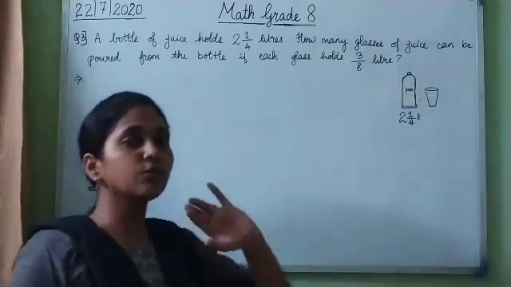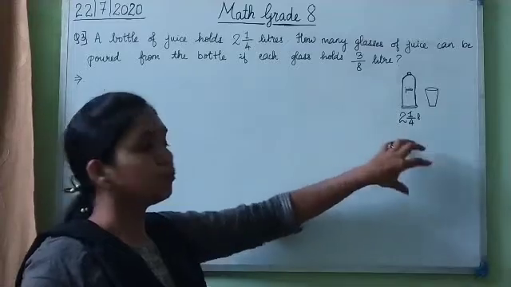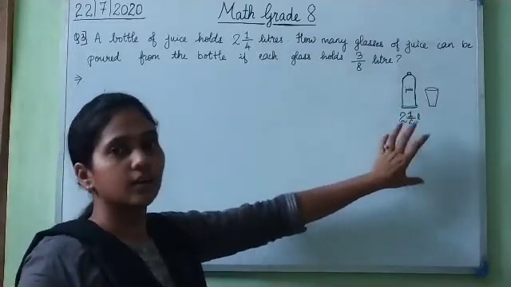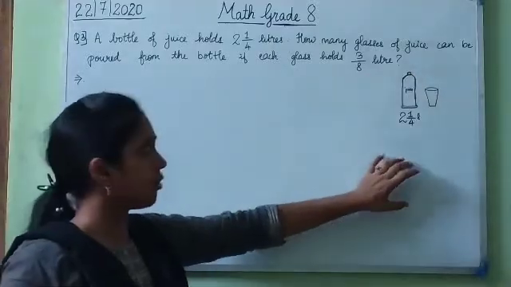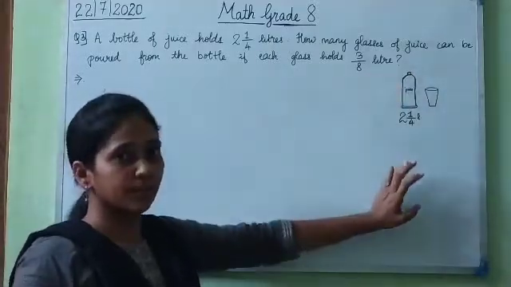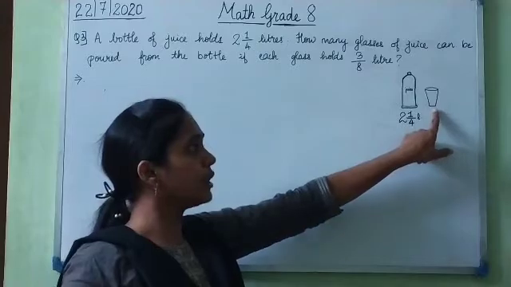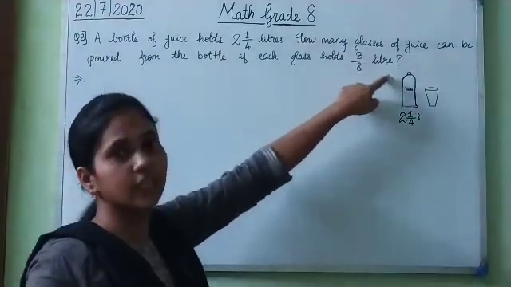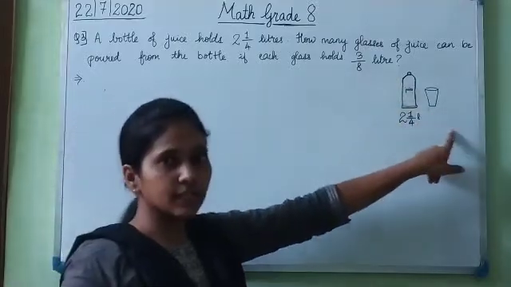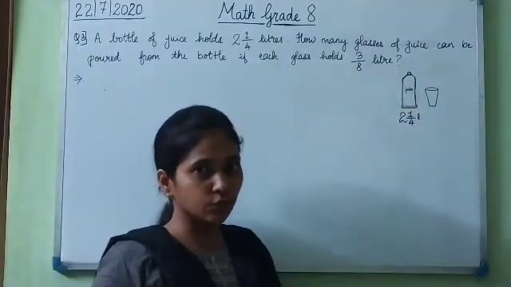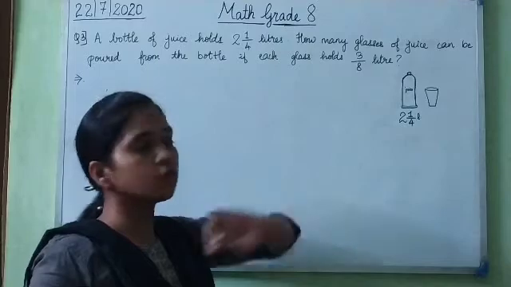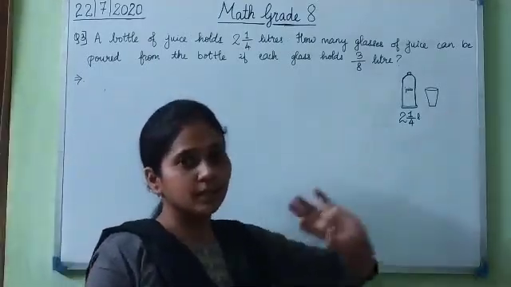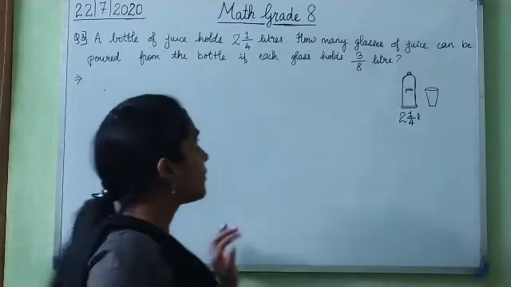Okay, so I have to count how many glasses can be filled by this much juice which is there in the bottle. If each glass contains 3/8 liter of juice, okay, so one glass contains 3/8 liters of juice, and the total juice is 2 1/4 liters. So how many glasses can be filled by the juice? Okay, so we have to find this.